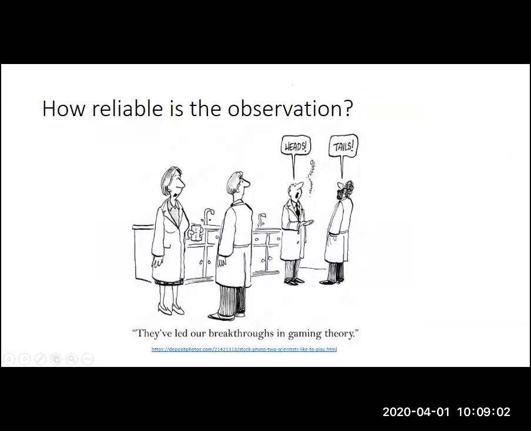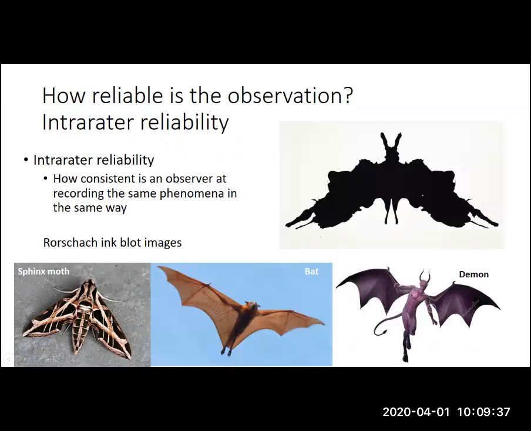And then what I also like to talk about, again, is how reliable our observation is going to be. The idea is that we want science to be reproducible. We want science to be able to be done by other researchers. And if they were to do the experiment in exactly the same way, their results are going to be consistent with the results that you're reporting. There are 2 ways to test the reliability of an observation. The first is intra-rater, I-N-T-R-A, rater reliability, which is how consistent an observer is at recording the same phenomena in the same way.